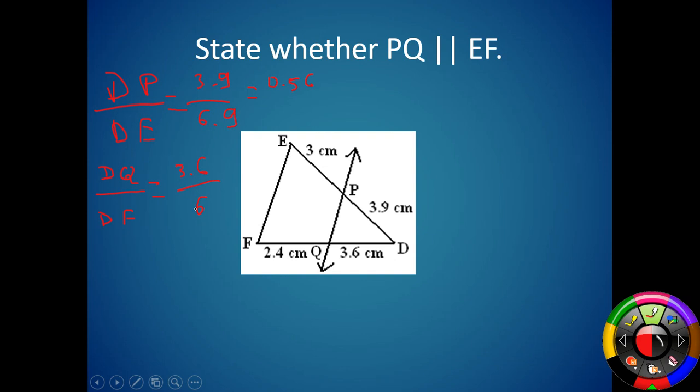Does it give me the same answer? 3.6 over 6. If I do 3.6 divided by 6, it will give me 0.6. It's not the same answer. They are not equal. So what can I say? No, they are not parallel. So this is the inverse of Thales.